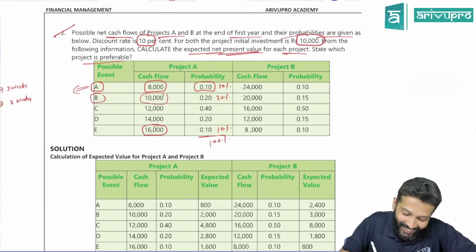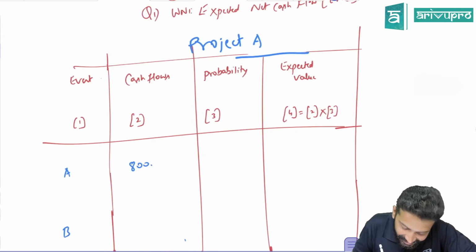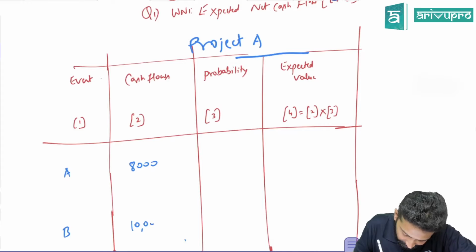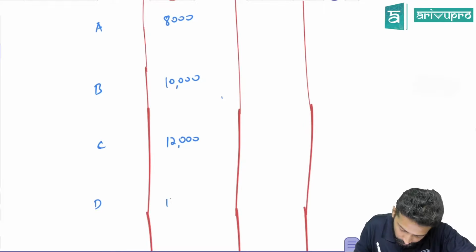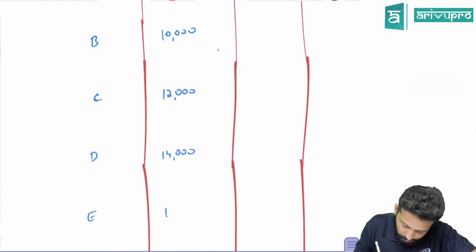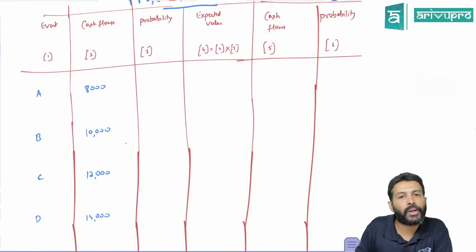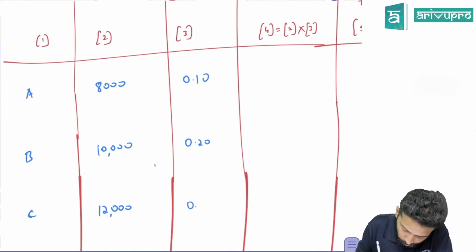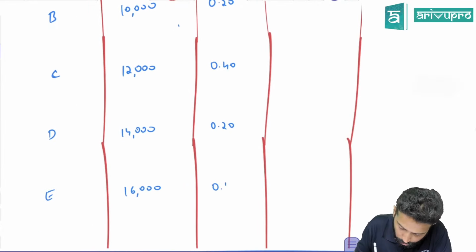Cash flow they've given. How much is that? 8,000. Next one is 10,000, and then 12,000, 14,000, 16,000. Have they also given probability factors for each of the events? Yes, this is 0.10, or 0.20, then here it is 0.40, then it is 0.20, and then finally it is 0.10.